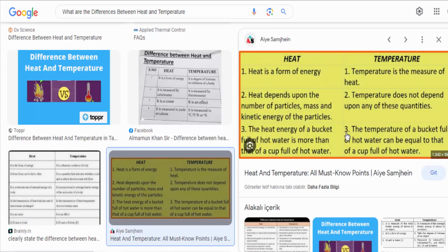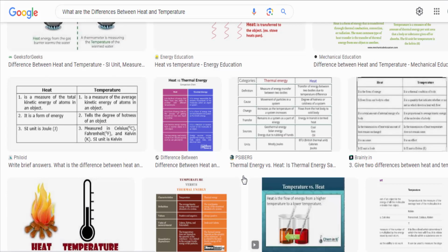Units. Heat. Heat is measured in units of energy, such as joules (J) or calories (cal). Temperature. Temperature is typically measured in degrees Celsius (°C) or Kelvin (K) scales.